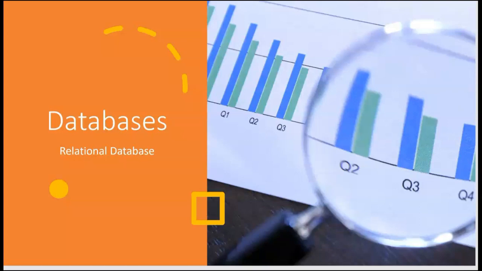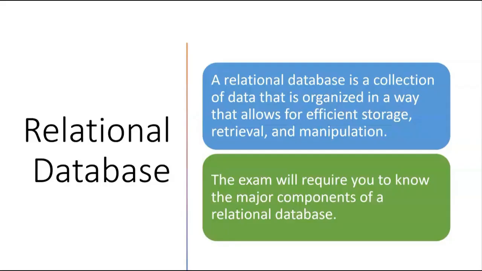All right, what do we have to know about relational databases? A relational database is a collection of data that is organized in a way that allows for efficient storage, retrieval of data, and manipulation. Manipulation refers to being able to update and also maybe even delete data from the database. So the exam will require you to know the major components of a relational database.